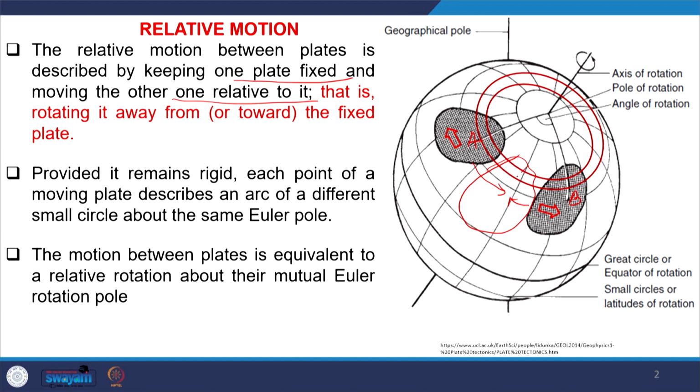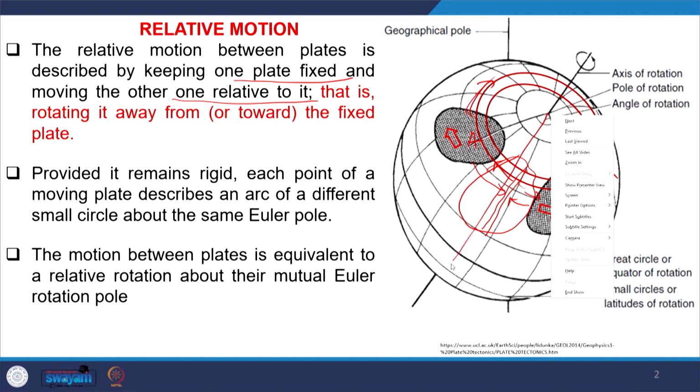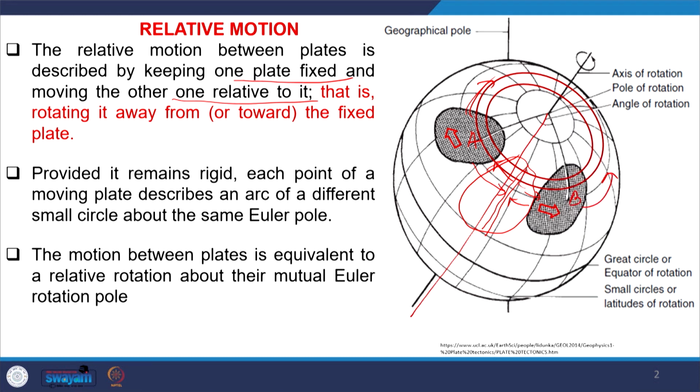Now I am splitting it, and after splitting, this plate is moving this way and this plate is moving that way. What exactly are they doing? They are rotating, this one this way and that one that way, and they have to rotate within the earth's surface only. This rotation is around a fixed axis, a fixed point.